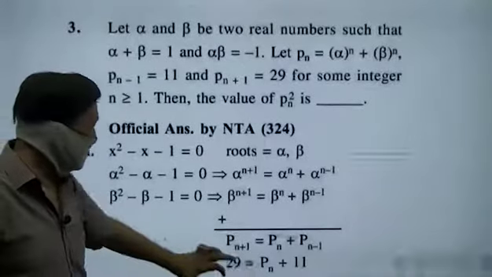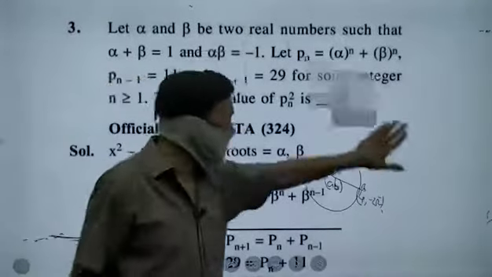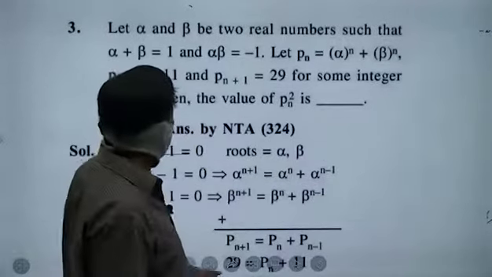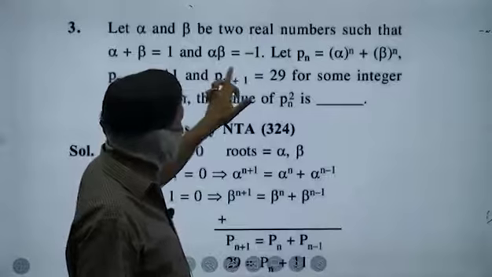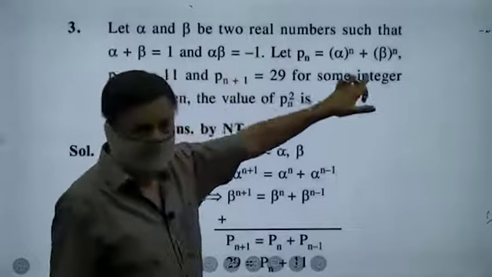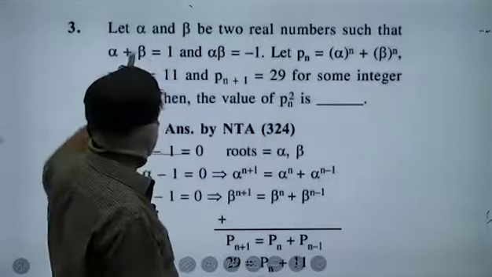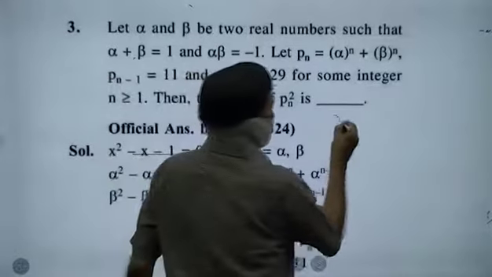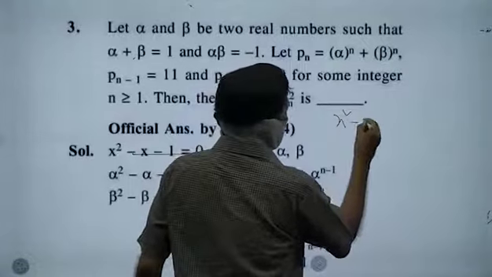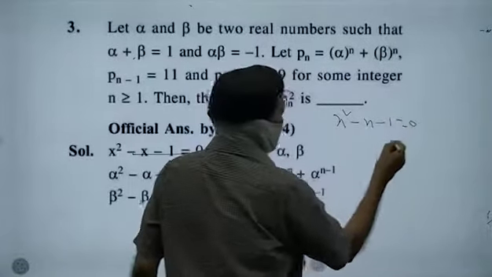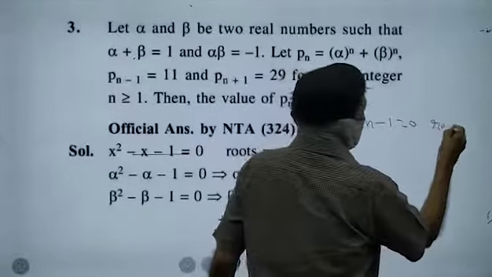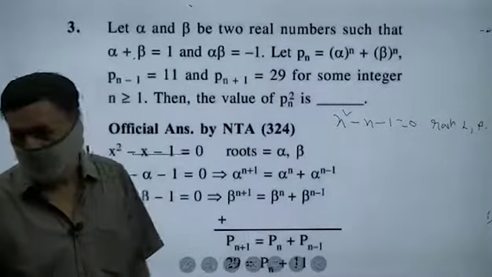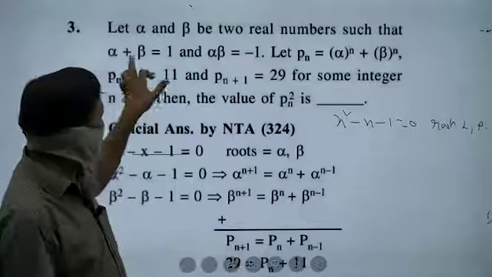Next question is: alpha plus beta is 1, alpha beta is 1, alpha beta minus 1, Pn is this. See, the sum of the roots, product of roots, means x square minus x minus 1 is 0. Roots are what? Alpha comma beta. Correct? Sum and product.